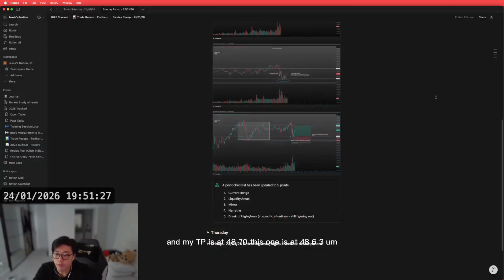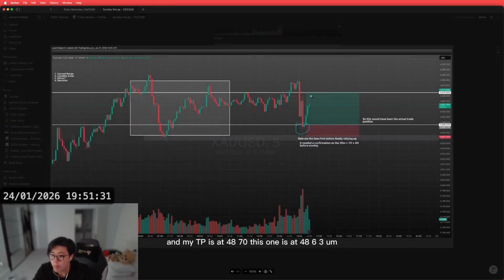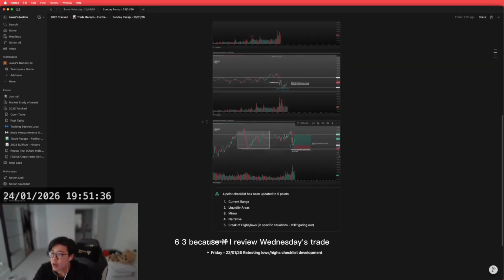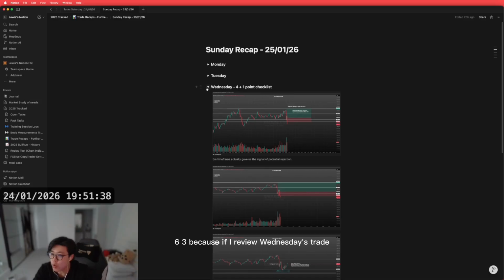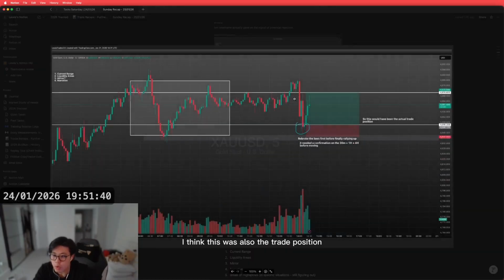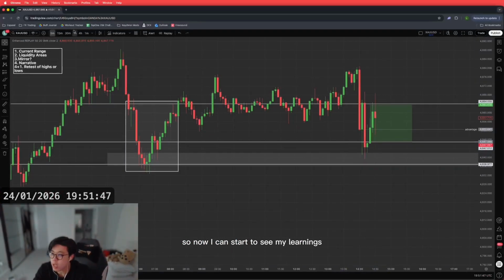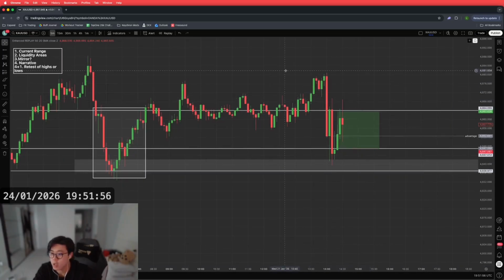And my TP is at 48.70. This one is at 48.63. And that actually makes more sense at 48.63 because if I review Wednesday's trade, I think this was also the trade position that rejected just before the TP. So now I can start to see my learnings come together pretty quick. Yeah, because my TP was at 48.70 and we rejected at 48.68. I'd like a little bit of confirmation first.